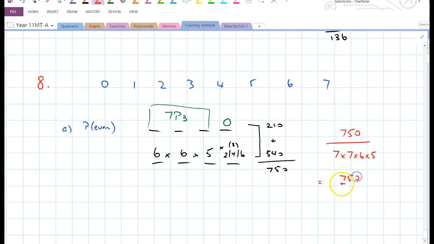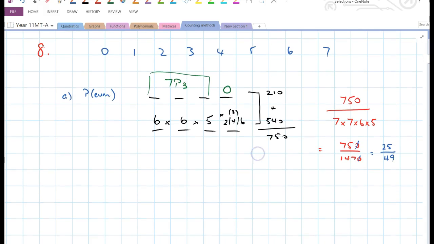So I've got 750 on 1470. The zeros are going to go, and then I'm going to divide by 3. So I've got 25 over 49, which I think is not the right... Am I looking at the right question? 8A. Yeah, 25 over 49 is correct. Okay, so the probability it's even is in place there.